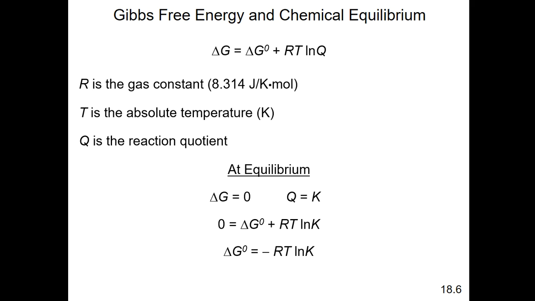And of course, K informs us as to whether or not a reaction is favoring the forward reaction or the reverse reaction. And as we told you previously, delta G also tells us the same thing, or actually delta G naught.